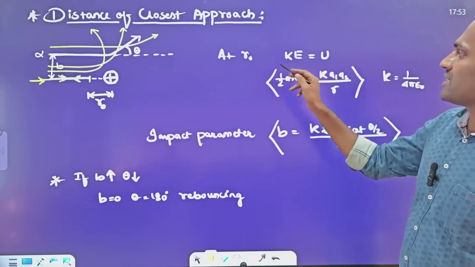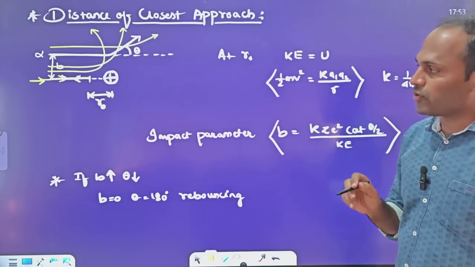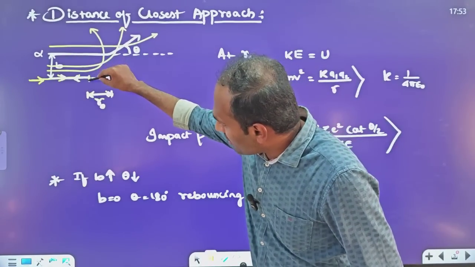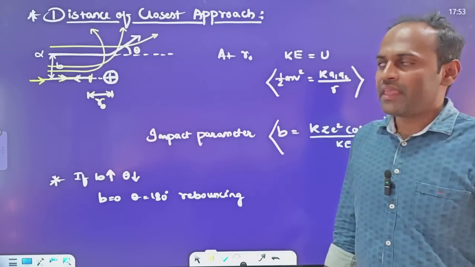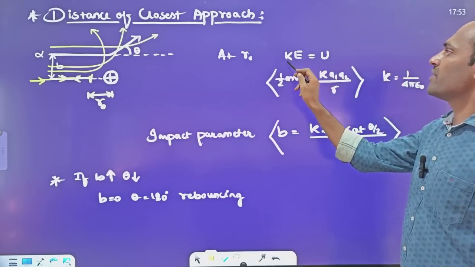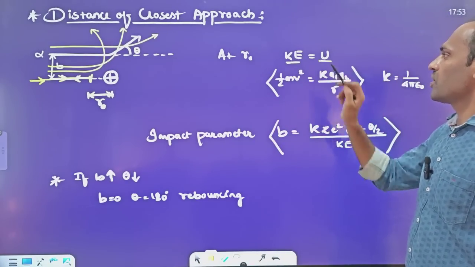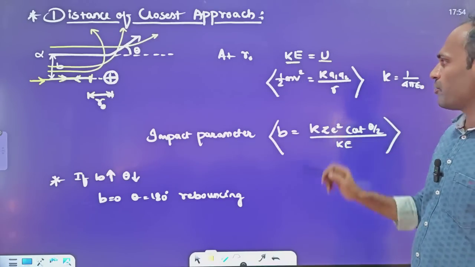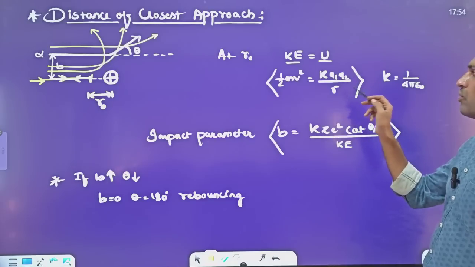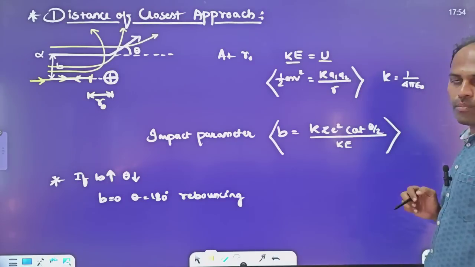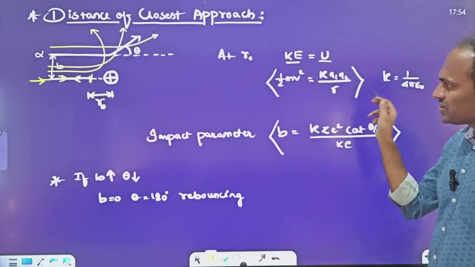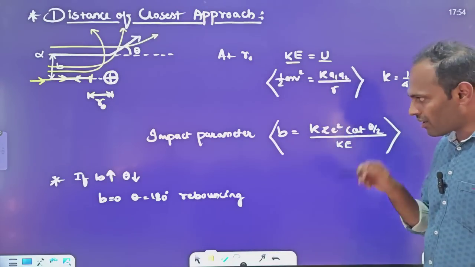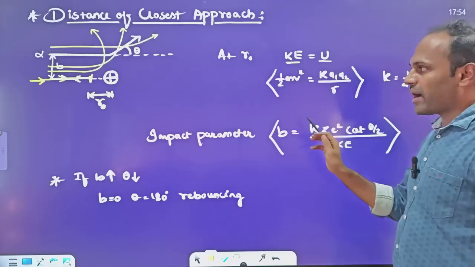At the distance of closest approach, the kinetic energy of that alpha particle will be equal to the potential energy of that alpha particle. Kinetic energy means it is half m v square, potential energy means it is k q1 into q2 divided by r, where k is 1 by 4 pi epsilon naught. So you can use this relation, or we can directly use the formula of impact parameter.